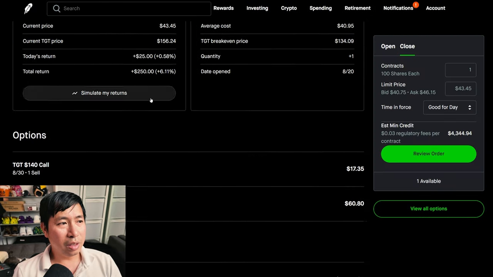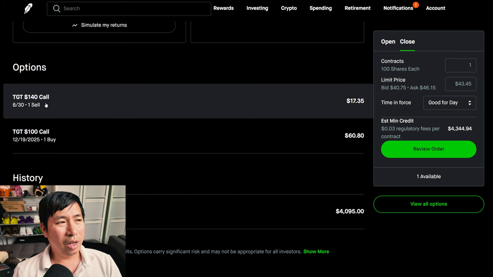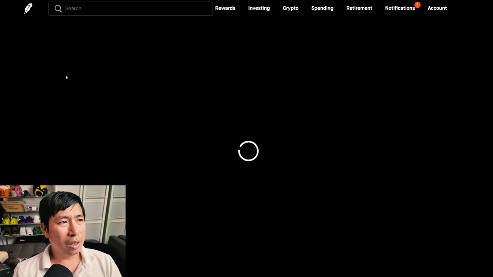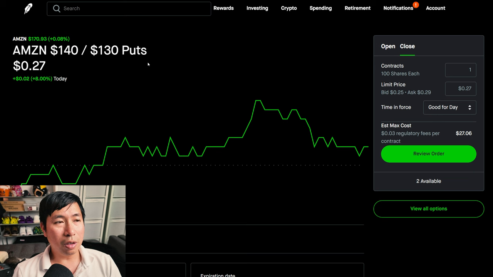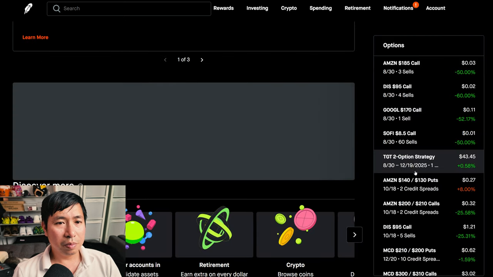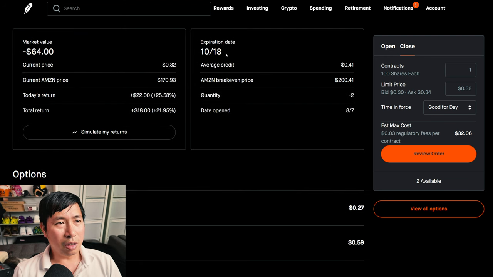I have Target diagonal spread. I bought the Target $100 call expiring December 19th, 2025, and I'm selling the Target $140 call expiring August 30th of this year. My total return, $250. I have Amazon $140, $130 put credit spreads. These expire October 18th. My total return, I am down $16. I have Amazon $200, $210 call credit spreads. These expire October 18th. My total return, $18.